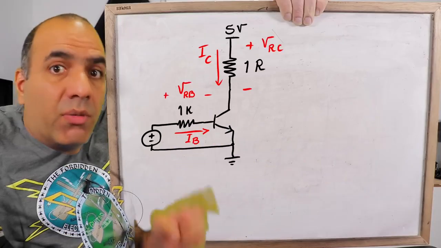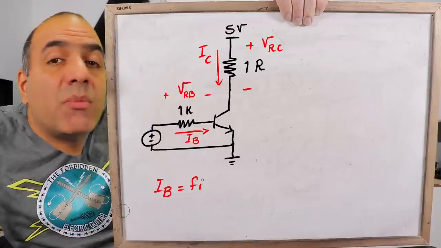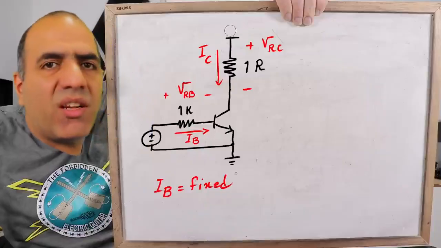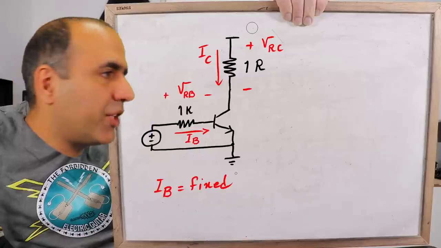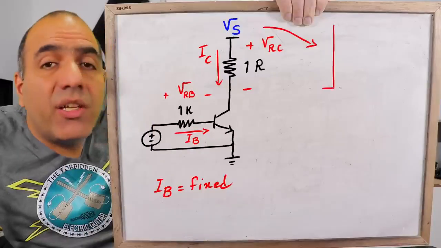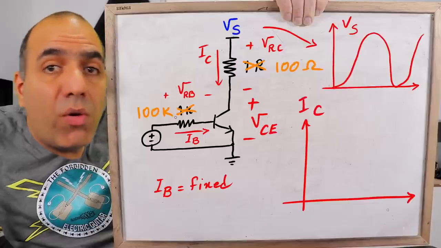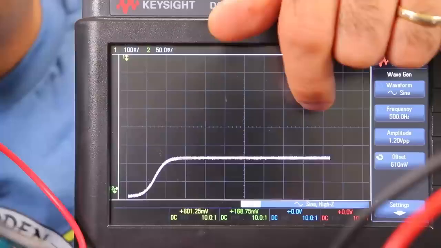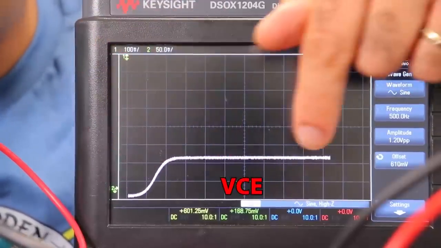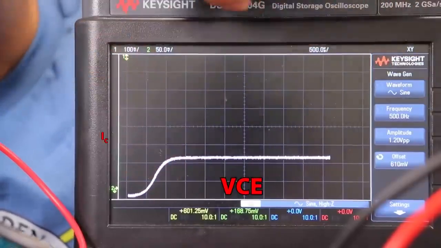Same setup as before, but I'm providing a fixed base current. And instead of a fixed collector supply voltage, I have an alternating voltage between 0 to whatever. I measure the collector emitter voltage and collector current. Here you go, x-axis is VCE and y-axis is IC.